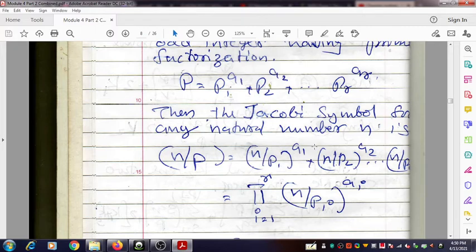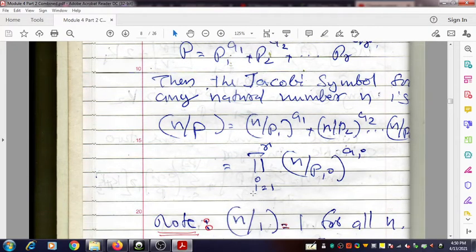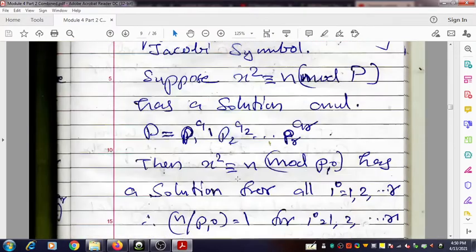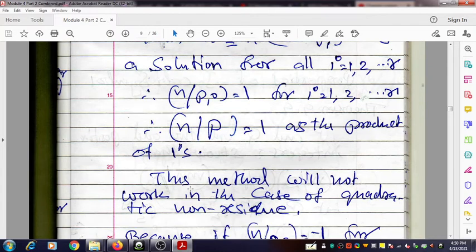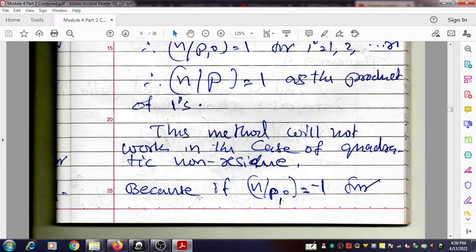So plus 1 raised to a1, into, in this case also it is plus 1, so plus 1 raised to a2, into etc., plus 1 raised to ar. Thus we finally get the product equal to 1. Therefore n bar p equal to plus 1, since it is a product of a collection of ones and their powers, so the final value is 1.